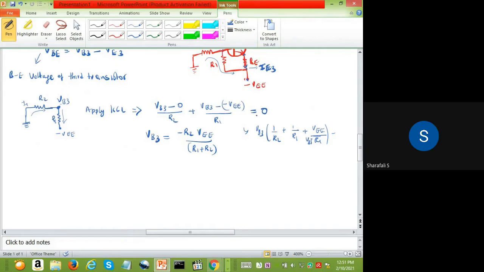So first you have to take this VEE by R1 to the right hand side, so that it will come VB3 by R2 plus VB3 by R1 equal to VEE by R1. Then take VB3 as common. So it will come VB3 into 1 by R2 plus 1 by R1 is equal to VEE minus VE by R.